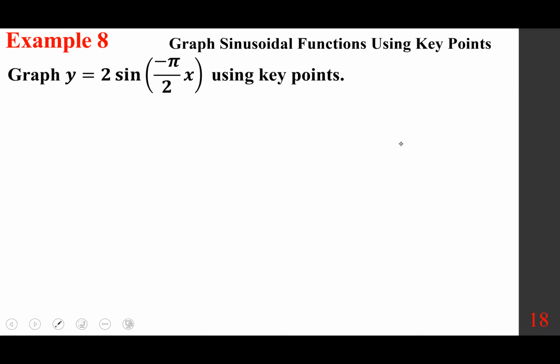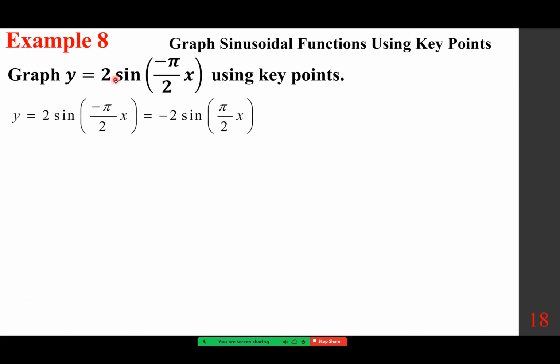The key points actually are pretty simple. Let's continue with that. y equals 2 sine of negative pi over 2 x. First and foremost, the amplitude is the absolute value of 2, which remains 2. Before anything, the amplitude really doesn't change. If you have a negative argument, whether it's sine or cosine or tangent and cotangent, it doesn't make any difference, bring it out. Since sine is an odd function, it becomes this. So the amplitude is still 2.